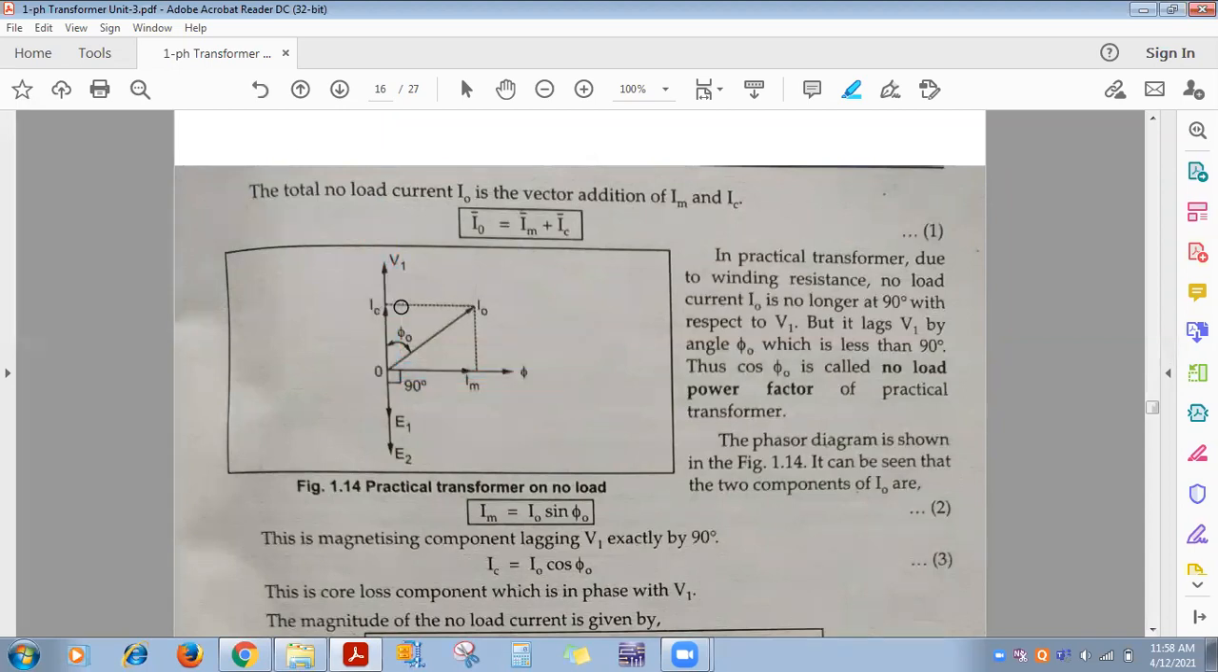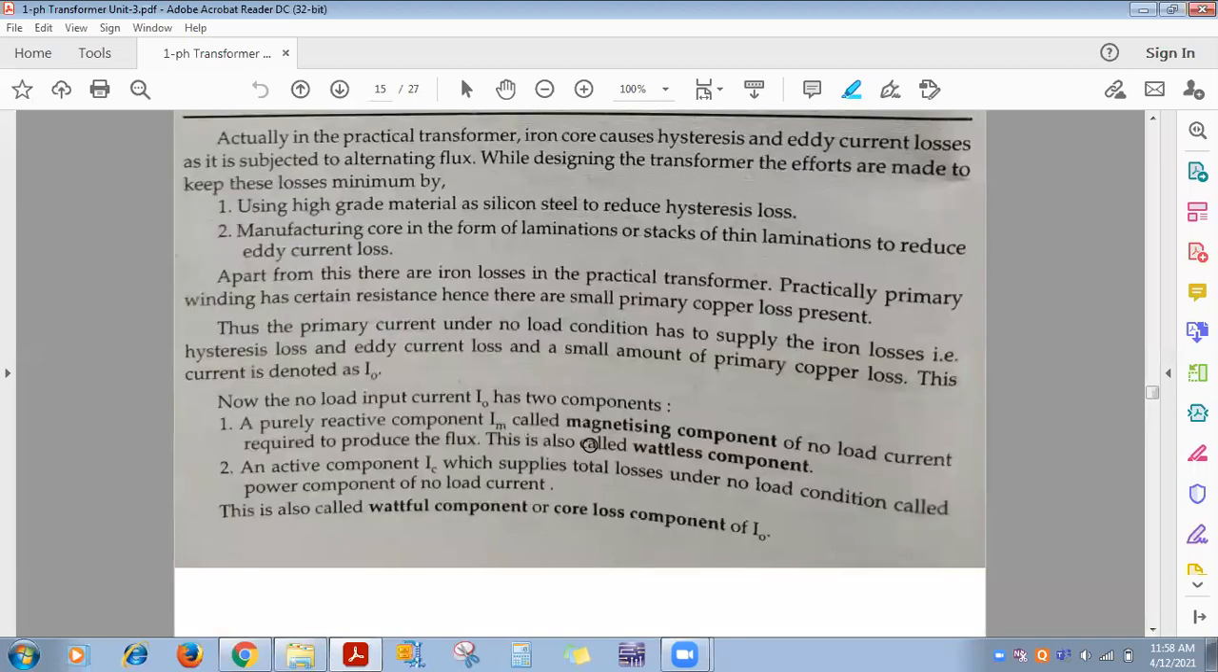Okay, so the resultant of these two, by the law of parallelogram. So what I can say here, the resultant is I0, the no load current. So IM is I0 sine phi 0, and IC is I0 cos phi 0. Means in this triangle, you take sine phi, cos phi. In this triangle, you can say. Okay, so you will get this. Like this it is, you don't have to go into much detail for this. Okay, got the things.